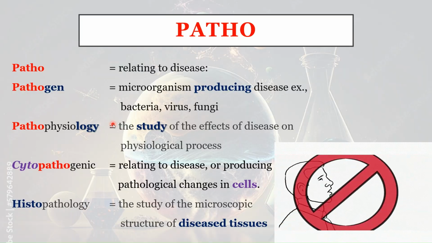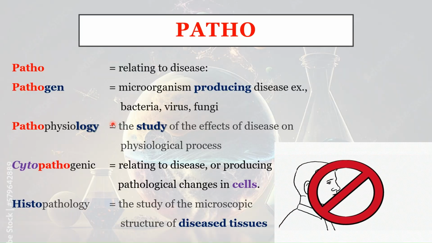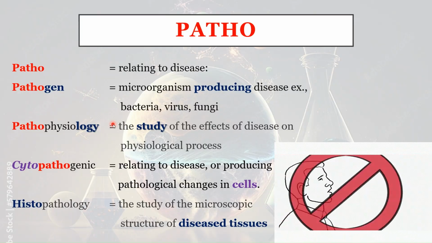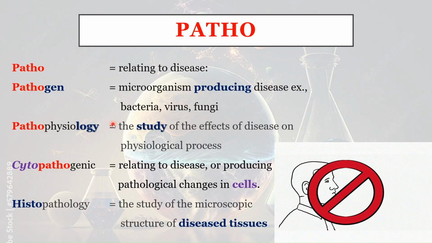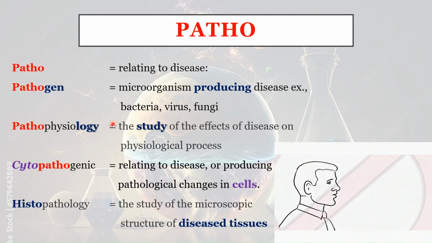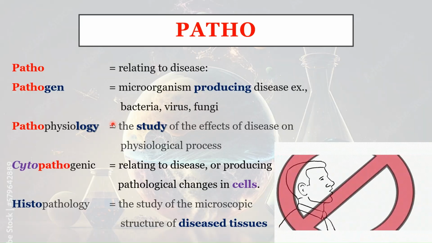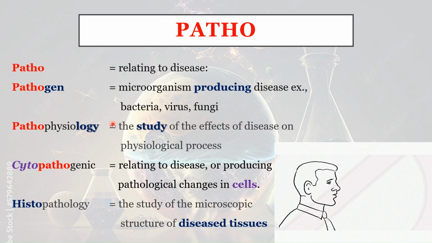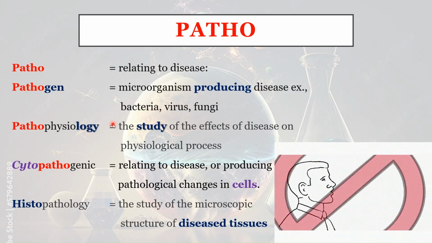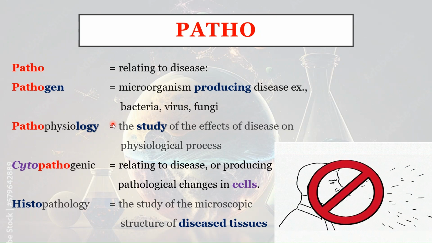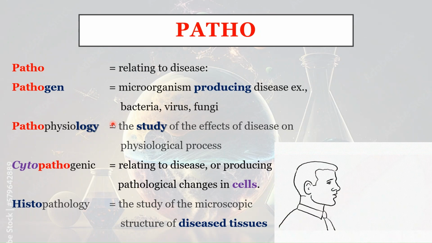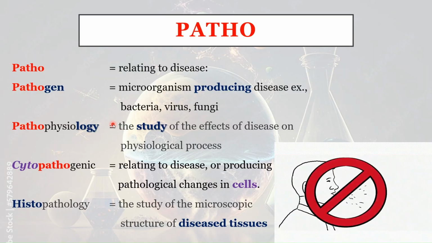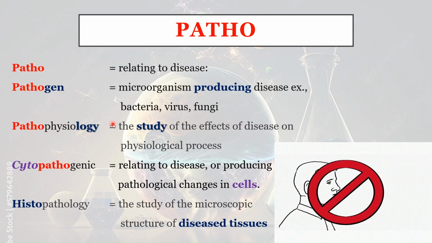If you study about that, then it is called pathophysiology. The next word we are going to study is cytopathogenic. Cyto means cell, as we know already. Patho means disease. Genic means producer. So any changes that happen in the cell, or any disease condition that occurs in the cell, if you are studying that particular thing, then it is called cytopathogenic. Example, cancer.